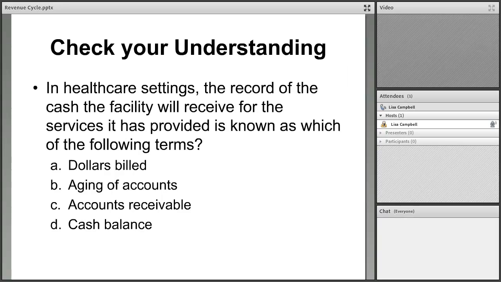Okay, our first question. In healthcare settings, the record of the cash the facility will receive for the services it has been provided is known as which of the following terms? Is it A, dollars billed, B, aging of accounts, C, accounts receivable, or D, cash balance? And the answer is C, accounts receivable.